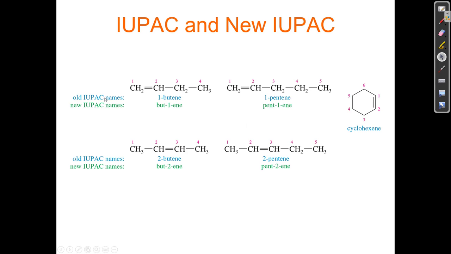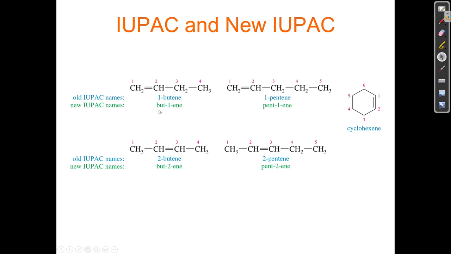So the old IUPAC name would put the number out in front of the functional group. So 1-butene. So we'd put the number referring to where the double bond is. The placement of the double bond would go at the very front of the molecule. That's the way of doing it in old. The blue ones here are the old names.